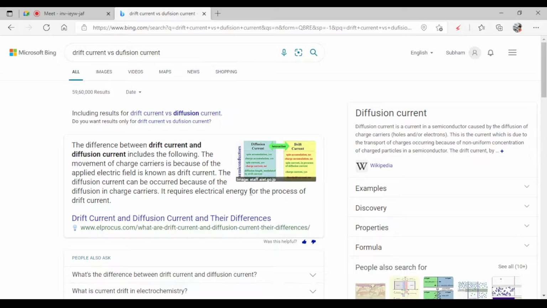No, no, not the applied electric field. In both cases, diffusion current and drift current, there is no external supply applied to the semiconducting material. Both cases, we are not supplying any external voltage to the semiconducting material. At the moment when we form the PN junction, at the starting moment, what happened?